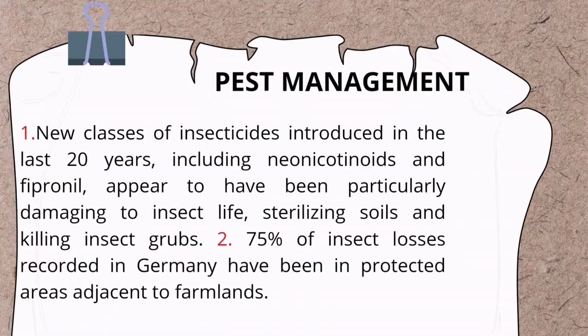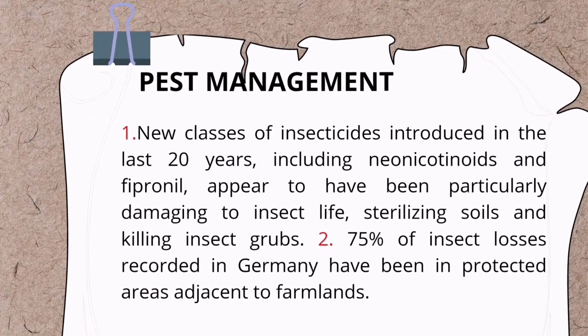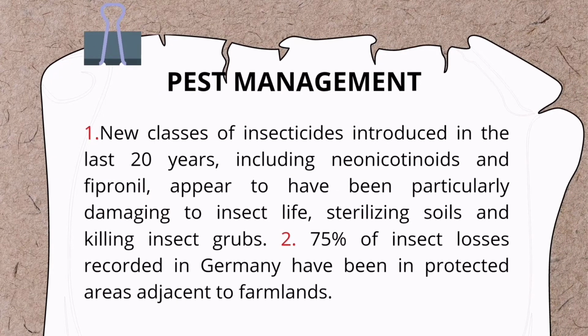The two statements that show the current issue or concern are: new classes of insecticides introduced in the last 20 years, including neonicotinoids and fipronil, appear to have been particularly damaging to insect life, sterilizing soils and killing insect grubs. 75% of insect losses recorded in Germany have been in protected areas adjacent to farmlands. What about the actions that the Labour Party intends to?